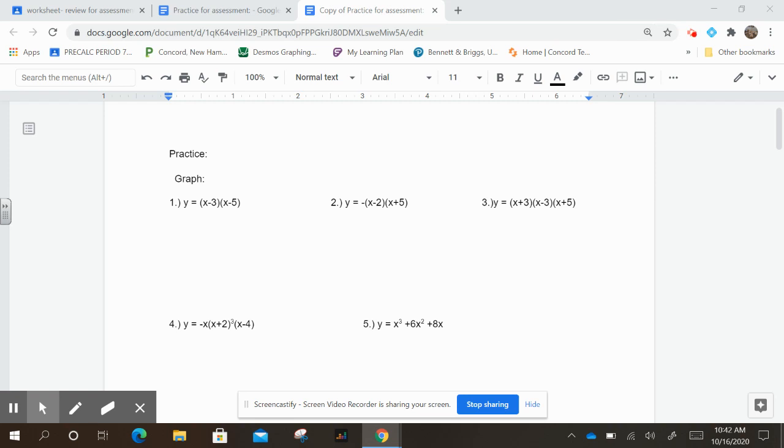I thought I'd give you how to do these problems. Let's go over them kind of quickly here so you guys are all set for your test next class.